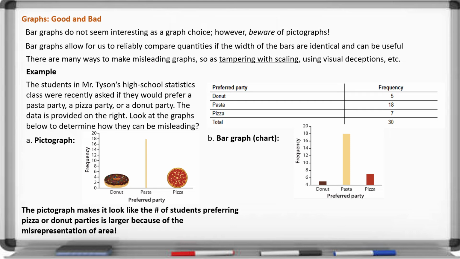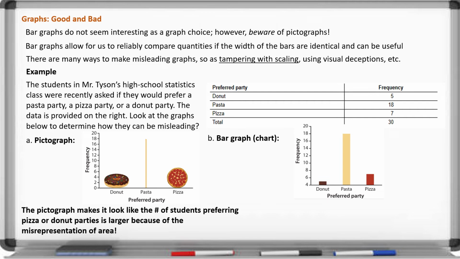So this is sort of like the area principle, where our eyes visualize the width times the height. Our eyes are basically looking at which one has the greatest area, and that can be deceiving in this example. So keep in mind, whenever you're using pictographs, beware of using them because they can be visually misleading.